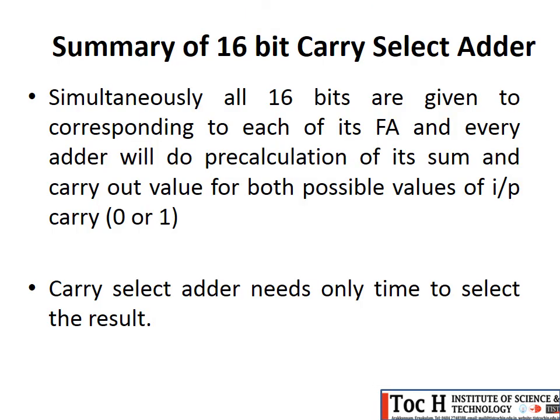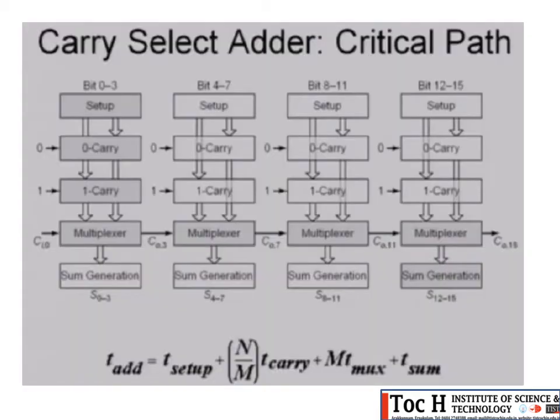So, summary of the 16-bit carry select adder. Simultaneously all bits are given to the corresponding full adder, and every adder will do the pre-calculation of its sum and carry out value for both possible values of input carry, that is 0 or 1, and the carry select adder needs only time to select the result. So those are the key features of the linear carry select adder. With that idea in mind, moving on to the next type of carry select adder, but before that, we have here shown the critical path.